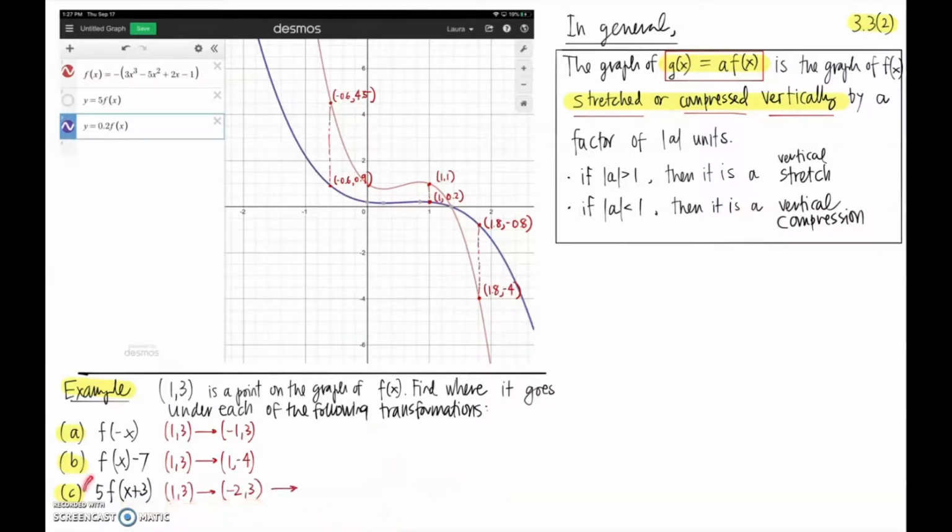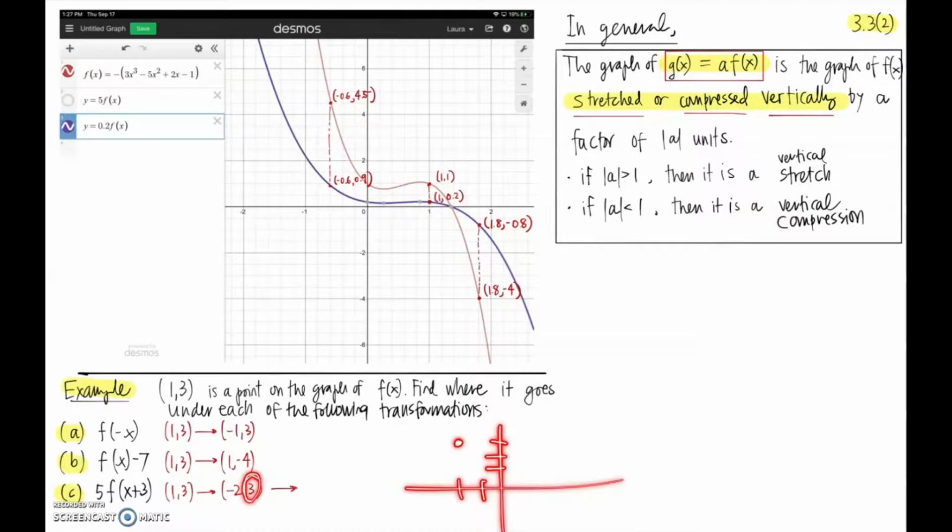We still need to do this vertical stretch here on the output of this. So (-2, 3), and we're doing a vertical stretch. So if you're at (-2, 3) right here and you're doing a vertical stretch, then it's only that y value that gets affected.